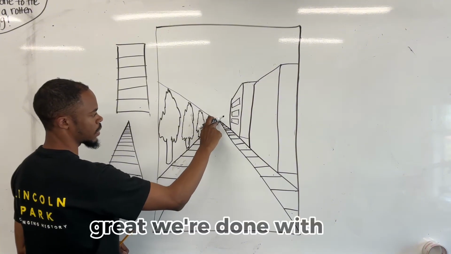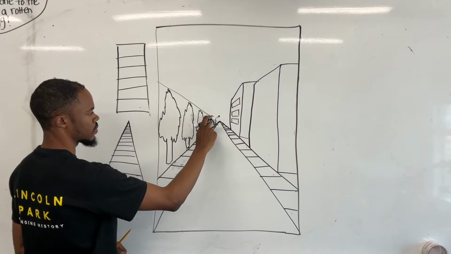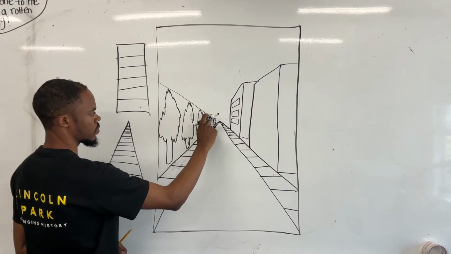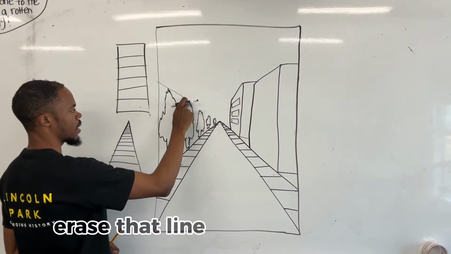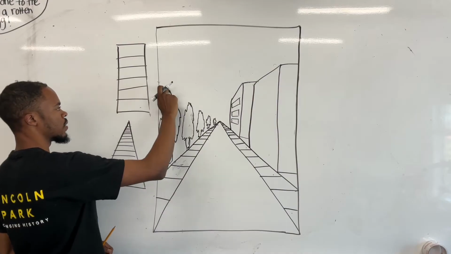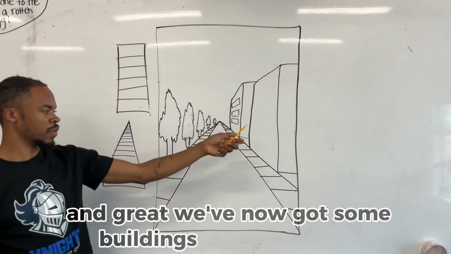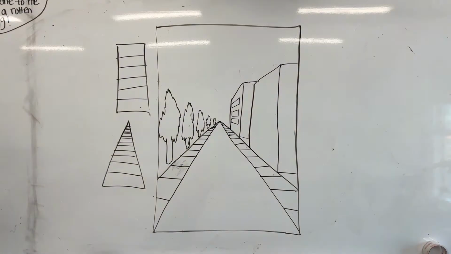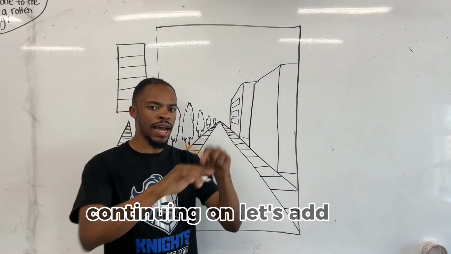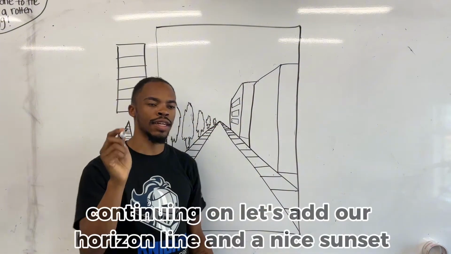Great. We're done with that. Let's go ahead and erase it. Erase that line. That was our guide. And great. We've now got some buildings and some trees. Continuing on, let's add our horizon line and a nice sunset.